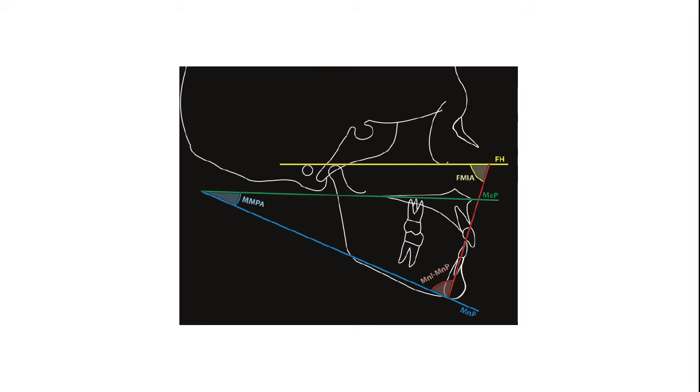Proximal mandibular incisor angle. Charles Tweed described the proximal mandibular incisor angle, briefly the FMIA, as part of the Tweed triangles. It is the inferior posterior angle formed by the intersection of the long axis of the mandibular central incisors and the proximal horizontal plane. Normal values are 62 to 70 degrees.